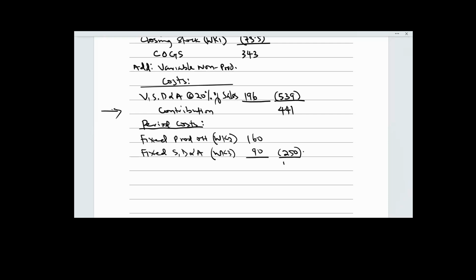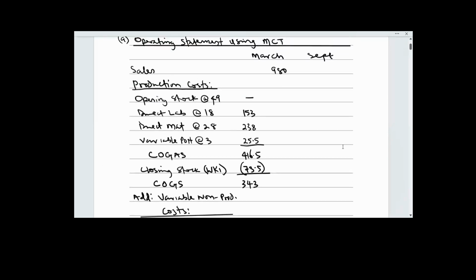250 minus 441. What do you get? 191. This 191 is called profit before tax. In the question, are we given tax rates? No. Are we given tax rates, company income tax? No. So if you are not given income tax, you are not given tax rates, then the profit before tax is the same thing as net profit, and that's where we stop in March. So let's go to September.